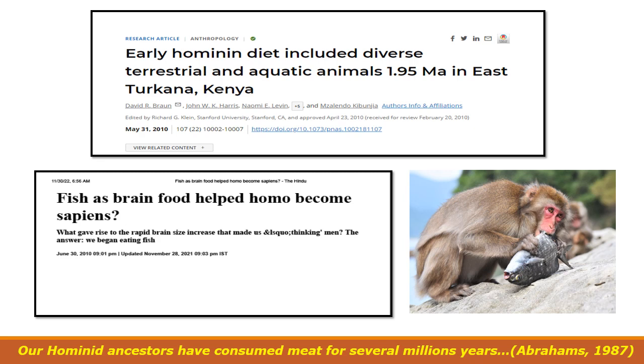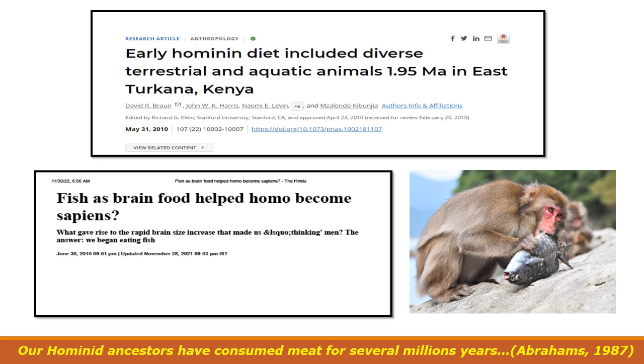Here I wish to highlight that millions of years ago, monkeys started, by chance, eating fish and other animals. That was the turning point for the change of brain in the monkeys, through which there were more and faster changes in the brain, leading to the formation of the neocortex and the arrival of Homo sapiens. So our hominid ancestors have consumed meat for several million years. That has been cited in many important references.